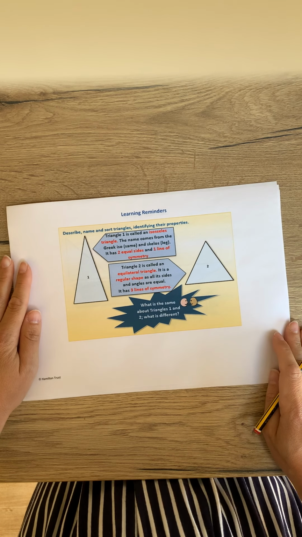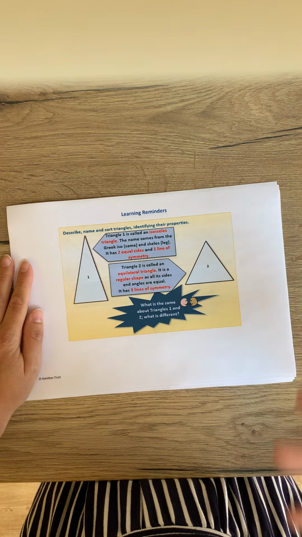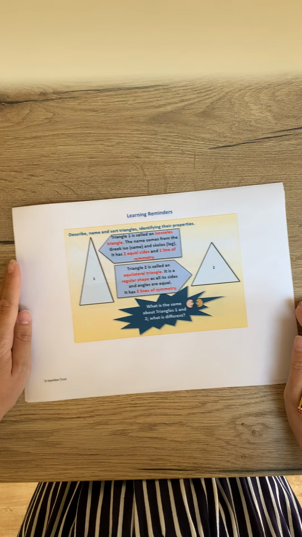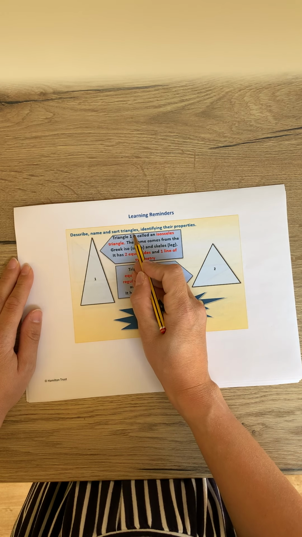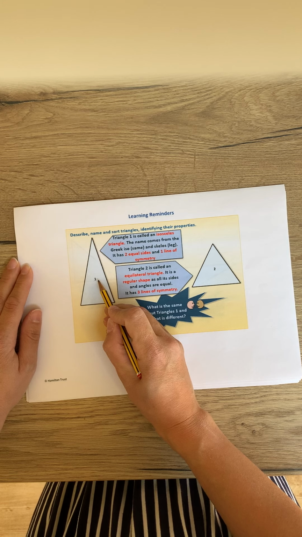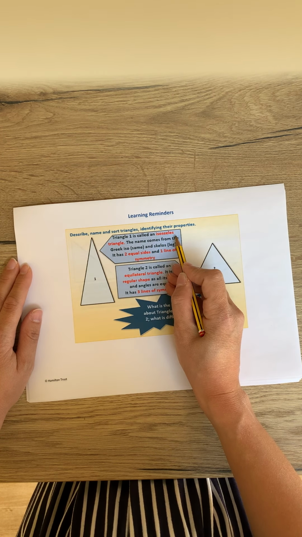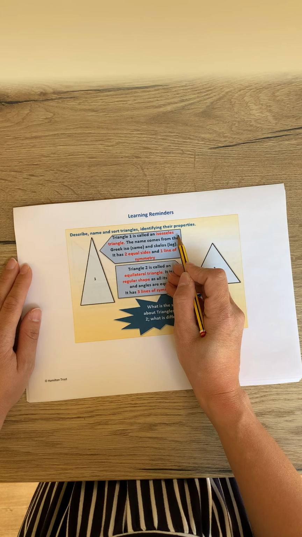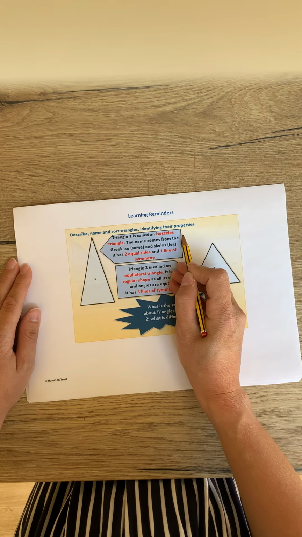We've done a little bit of work on triangles already this year, so hopefully this will be a recap of learning that you will already know. So describe, name and sort triangles, identifying their properties. This is triangle 1, and triangle 1 is called an isosceles triangle. Can anybody remember how we identify an isosceles triangle?